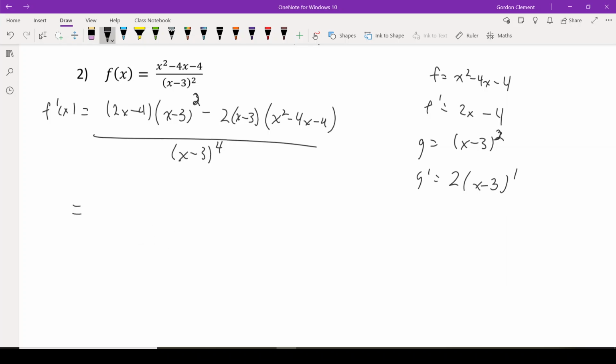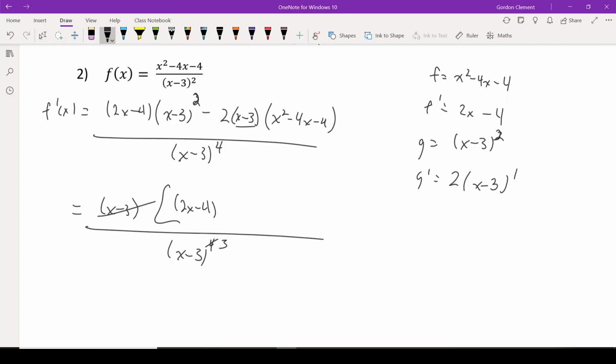Okay. Same sort of deal. We're going to factor out the x minus 3. It's going to cancel out with one of those and make that a 3, and then we'll just deal with the rest. So we have a 2x minus 4, and one of the x minus 3's. We have minus 2, and this whole quadratic.